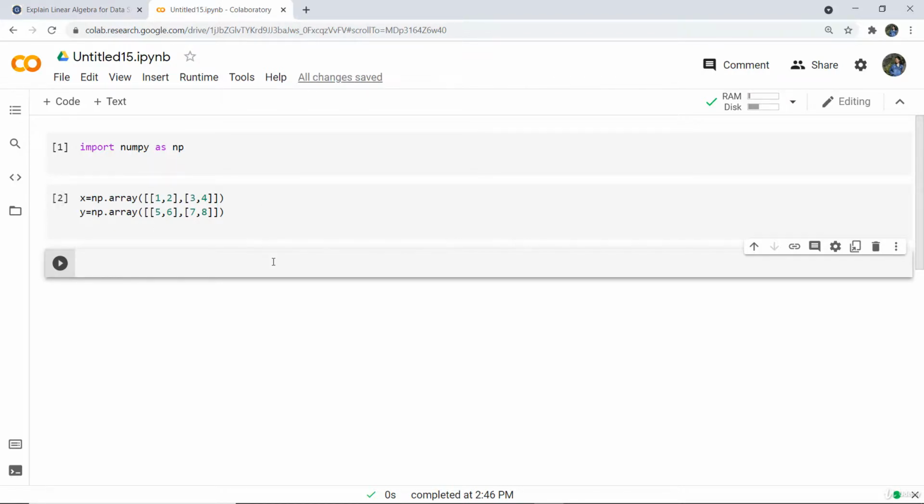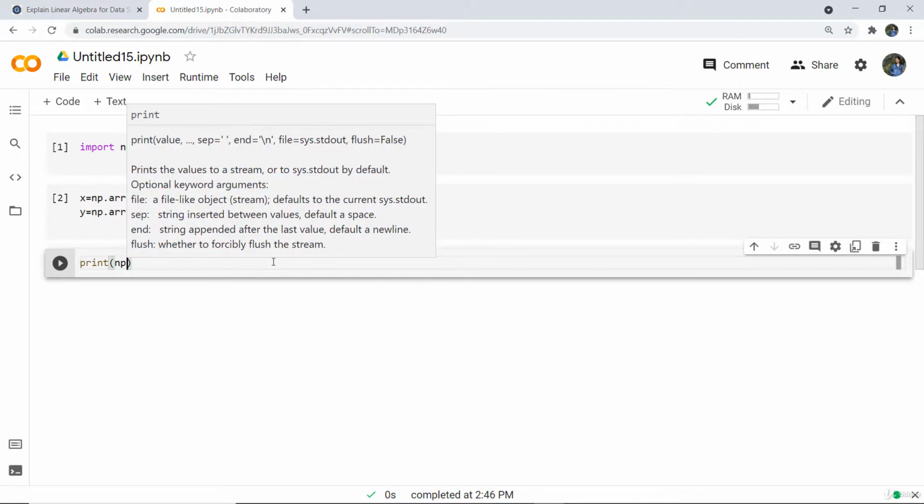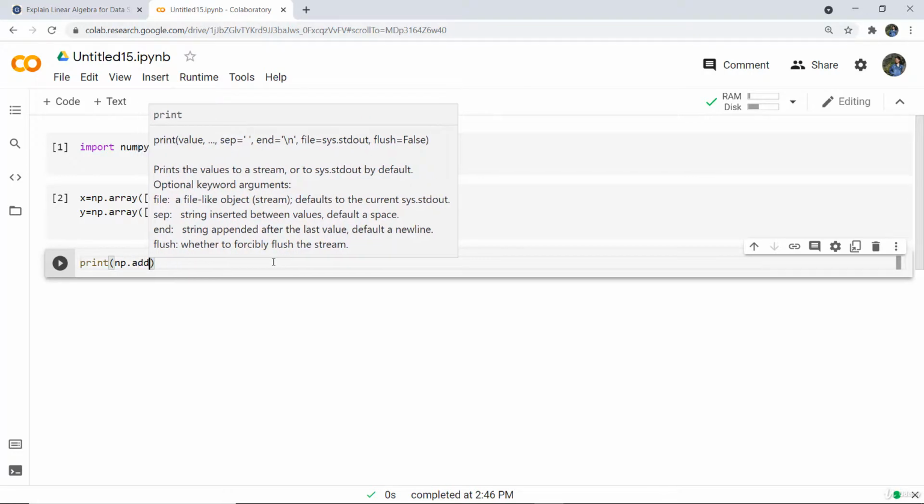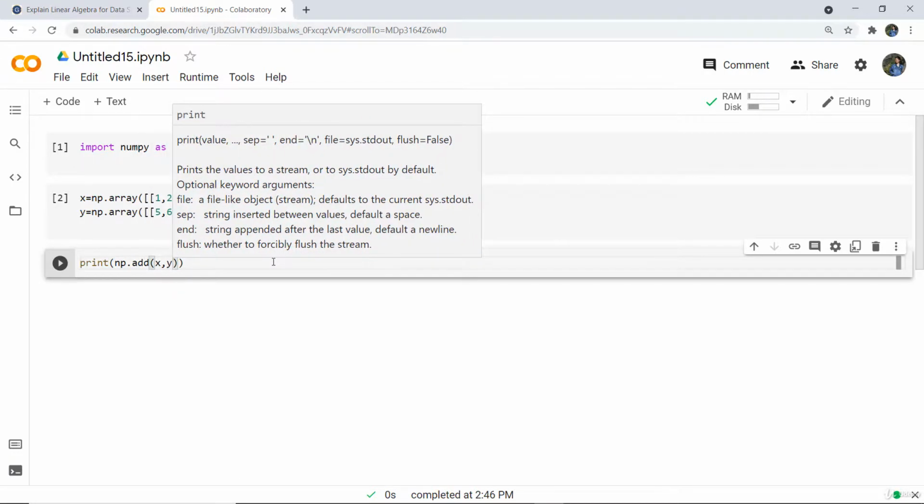Then comes the addition of two matrices. For that you have to write like this: print, and you have to use np.add, and give the arrays, that is x and y.